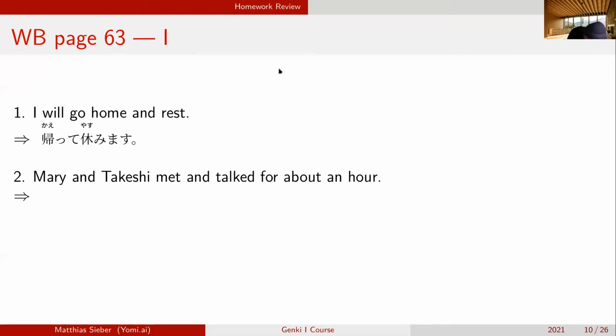Niban. Mary and Takeshi met and talked for about an hour. Katya-san. Mary-san to Takeshi-san wa hanashimashita.